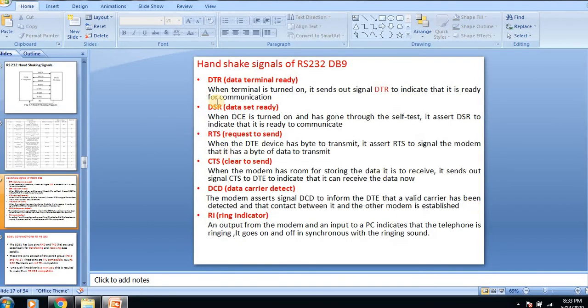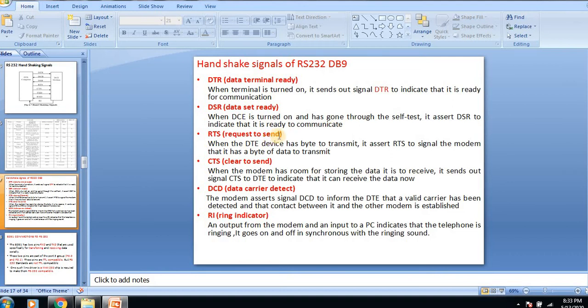Okay, DTR. So next we have DSR, that is data set ready. Here, when the DCE is turned on and has gone through the self test, it asserts DSR to indicate that it is ready to communicate. Next, request to send.